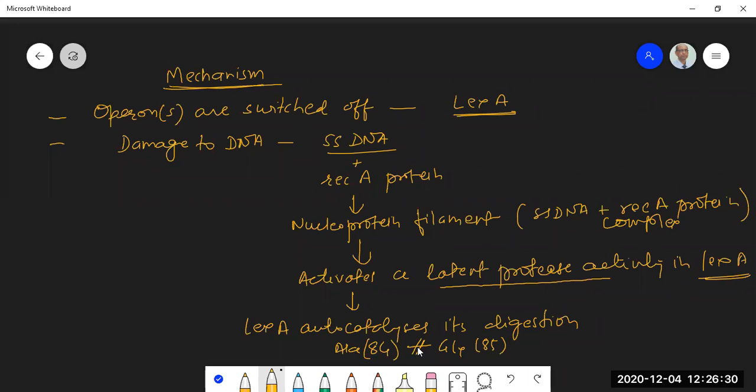And as soon as the operator is vacated, RNA polymerase can bind over there. So what I'm making clear is that initially it was thought that it is RecA which has the protease activity, but somewhere in the mid-80s, it was found out that RecA just activates the latent protease activity in the LexA repressor. And this LexA repressor autocatalyzes its proteolysis, its digestion, its hydrolysis, by cleaving a peptide bond between alanine 84 and glycine 85.